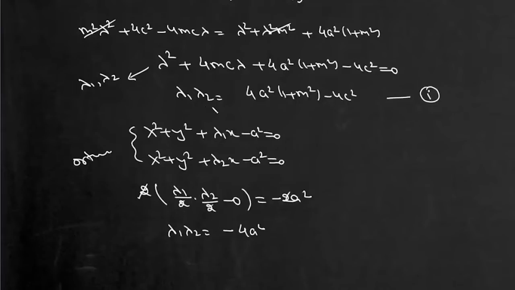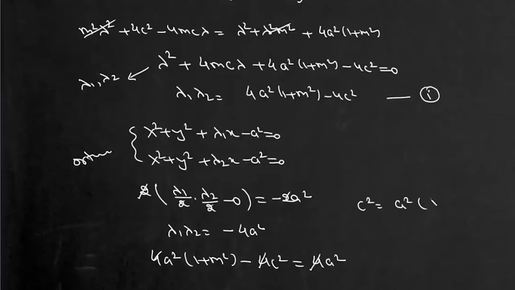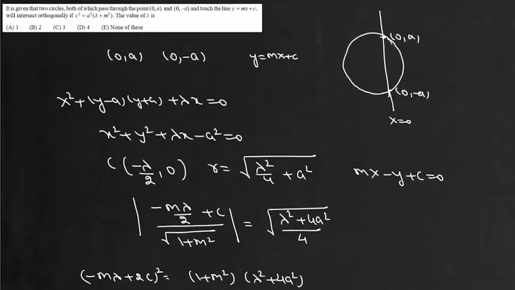Now we'll put the value of lambda 1 into lambda 2. So there will be this 4a square into 1 plus m square minus 4c square, and that will be equal to 4a square. Now this 4 and 4 will cancel. We'll get this as c square equals a square into 2 plus m square. Now we compare it with the given condition. That means the value of lambda must be 2. So the answer to this question is that the value of lambda is 2, and that's your option B.